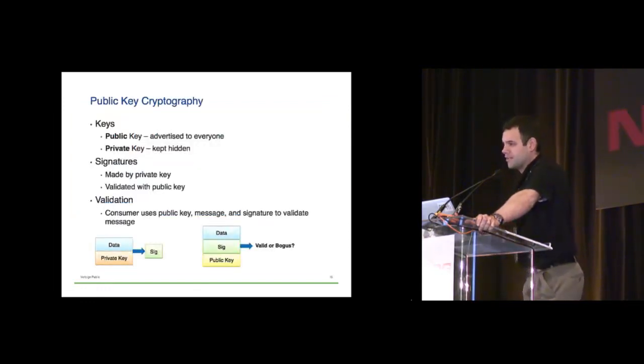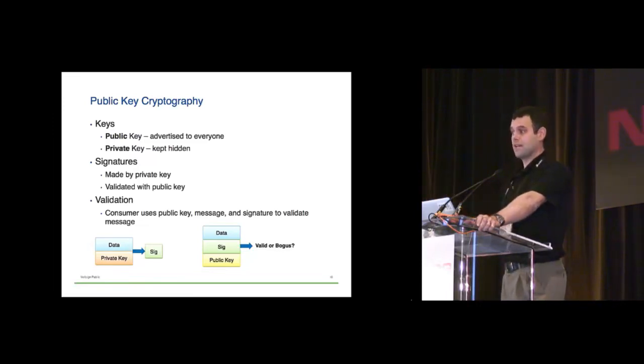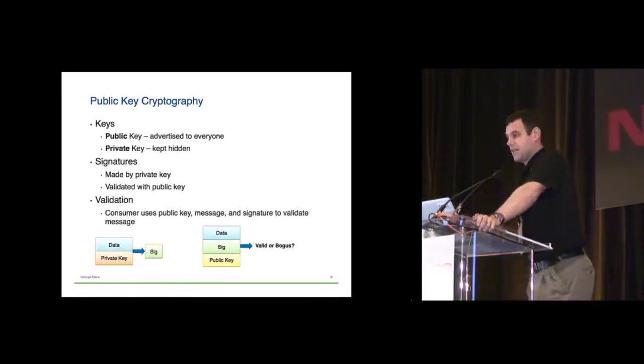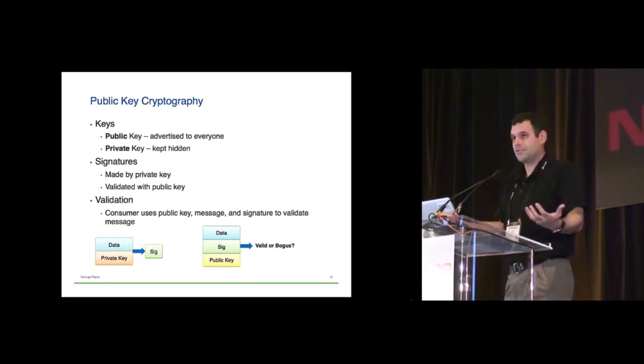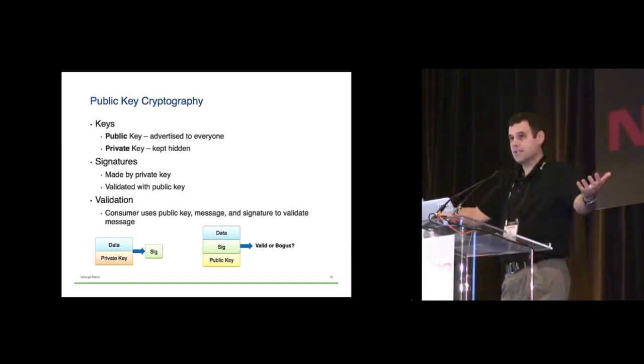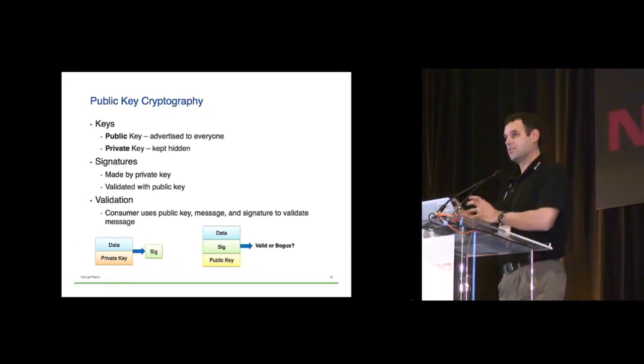So, to describe DNSSEC in a nutshell, this is our one-slide review of public key crypto. So we have a public key, which is advertised to everyone. We have a private key that is kept hidden. And now we're going to make signatures. The signatures are made with the private key, and they are validated with the public key. Okay? And then basically we need to find some way in the DNS to give everyone our public key so that they can now validate the signatures that we have made with our private key.